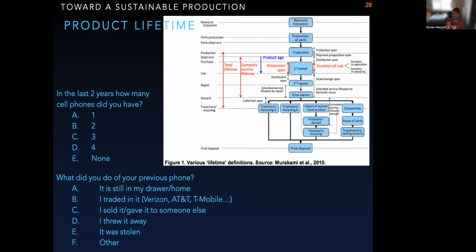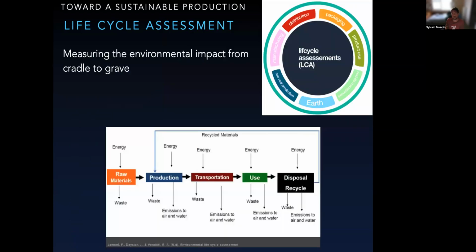So based on this lifetime, in particular the total lifetime, we can have an idea of the impact on the environment, especially from the production, the manufacturing to the disposal. And that's leading us to what we call the life cycle of a product. We are assessing its impact on the environment, leading to what we call a life cycle assessment. It's measuring the environmental impact of a product from its production to its disposal, from the cradle to grave.